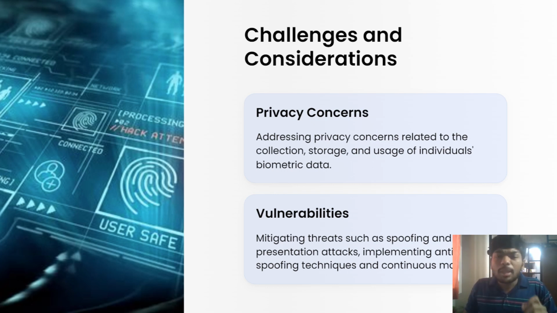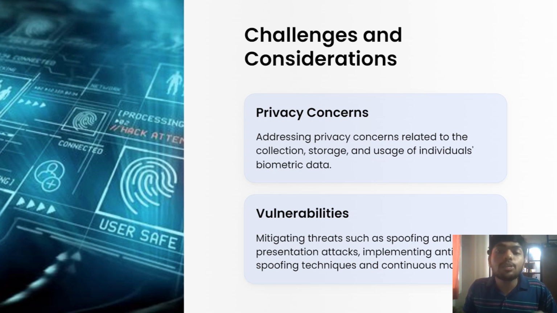Next, implementation cost and complexity. I missed this in this PPT, but I will also explain about that. Deploying biometric security solutions can involve significant upfront costs for hardware, software, and infrastructure, as well as ongoing maintenance expenses. Additionally, integrating biometric systems with existing IT infrastructure and business processes may require expertise and resources, adding to the complexity of implementation.